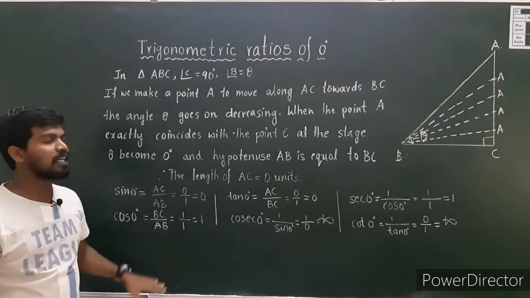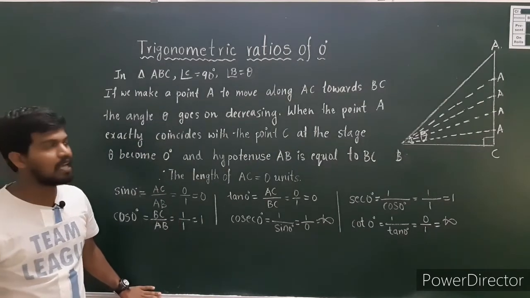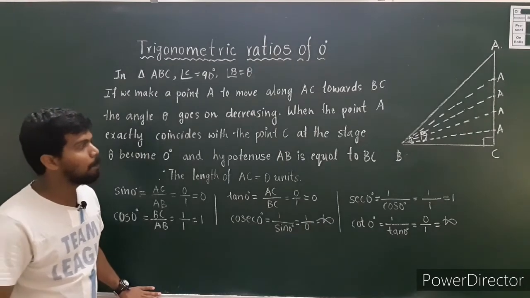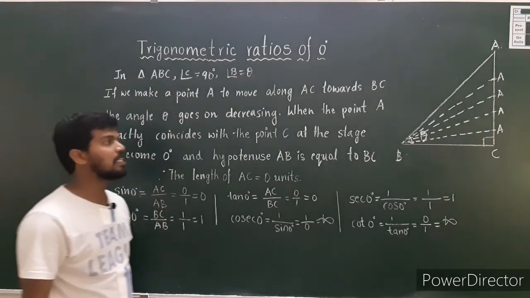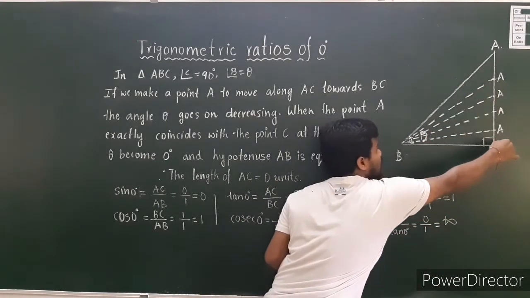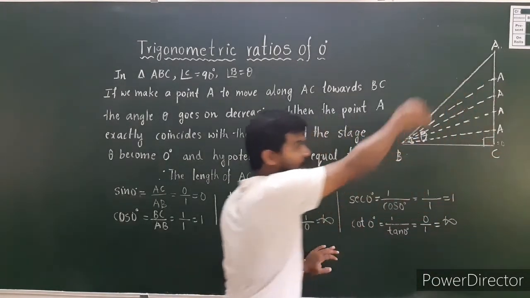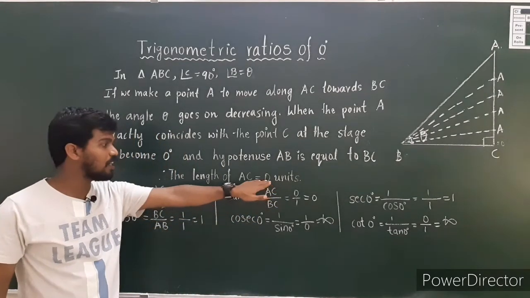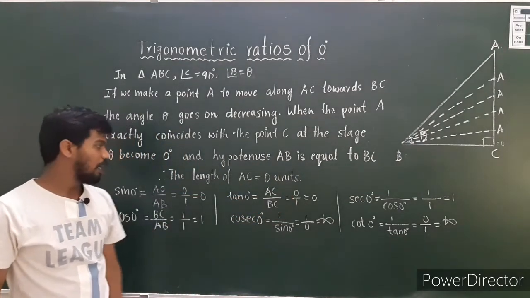And hypotenuse AB equals BC, since AB reduces to BC. The length of AC at that time completely reduces, so it becomes 0. AC completely reduces and becomes 0 when the angle becomes 0 degrees.